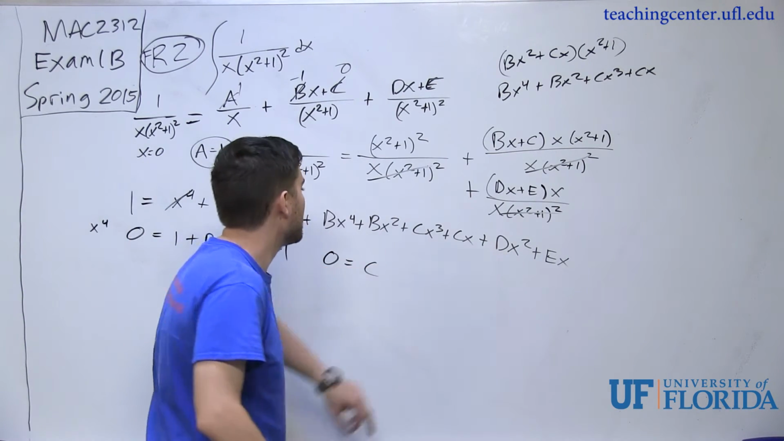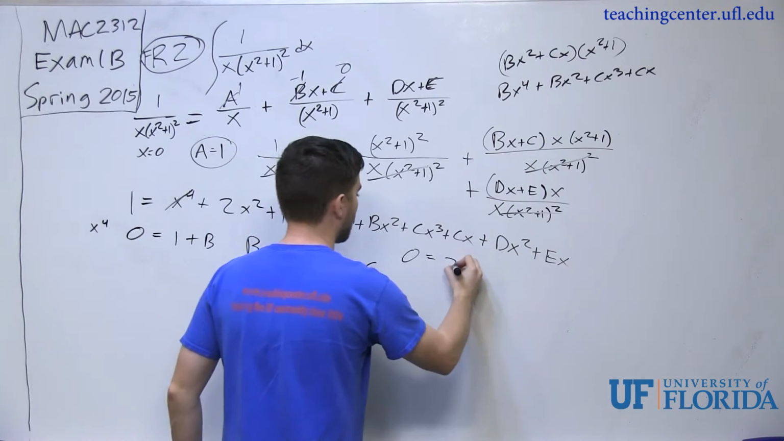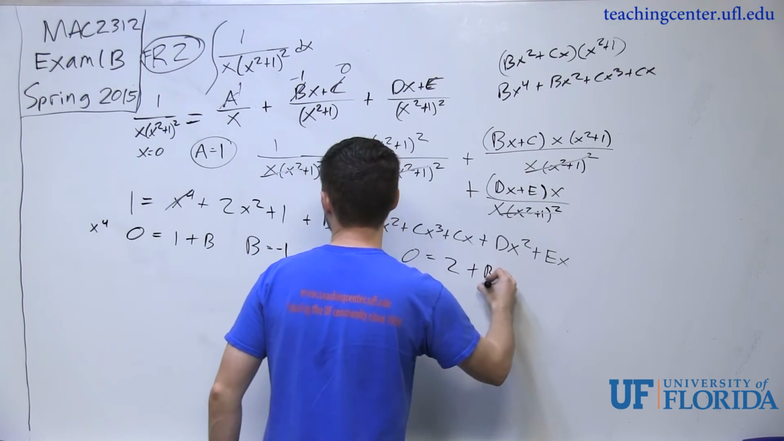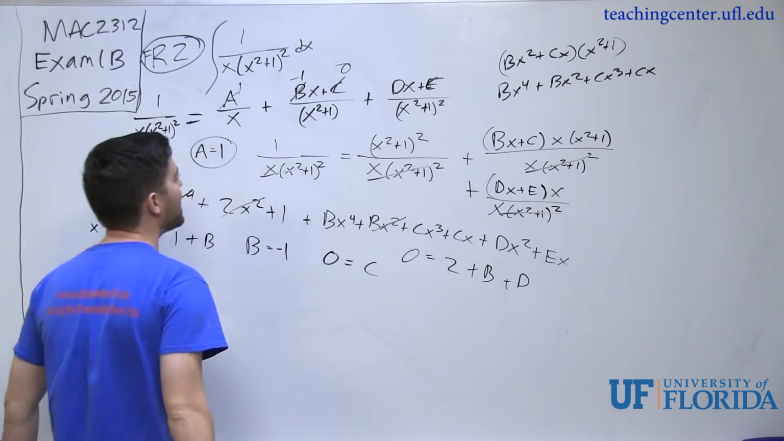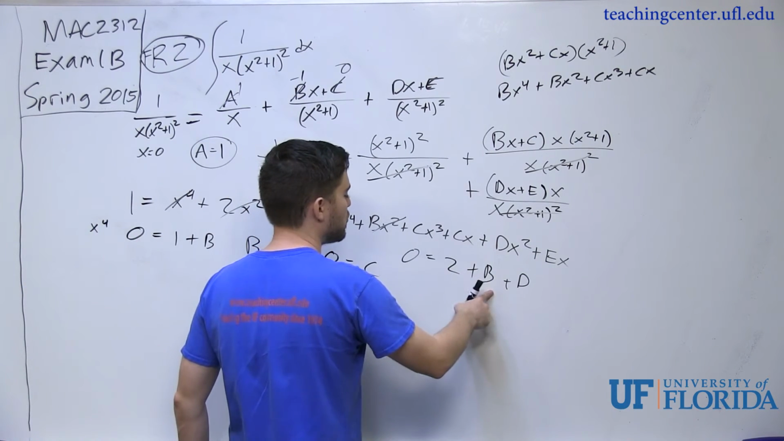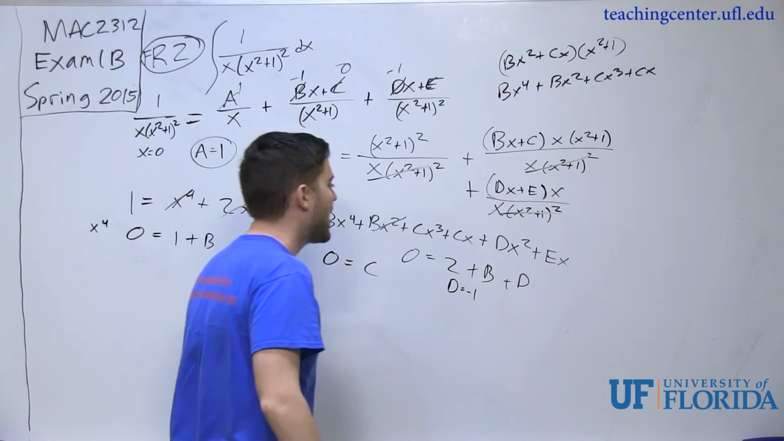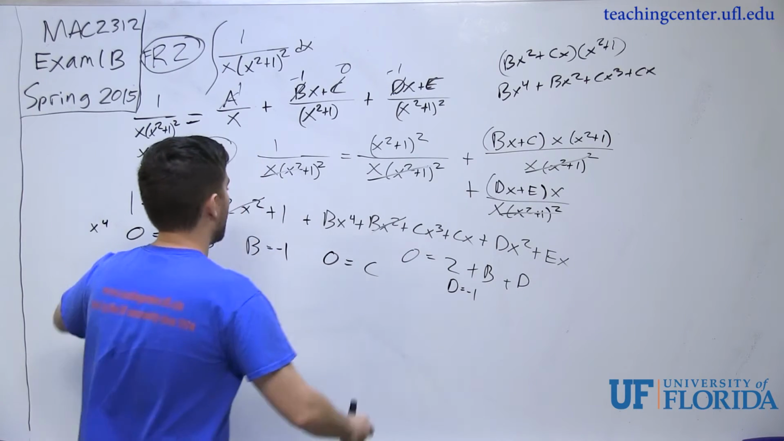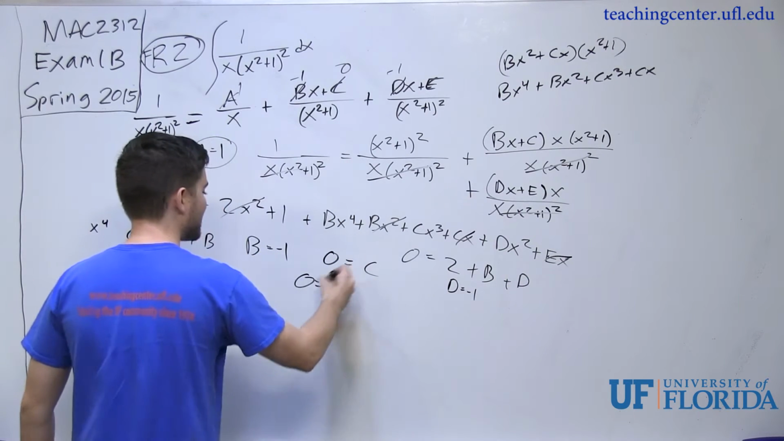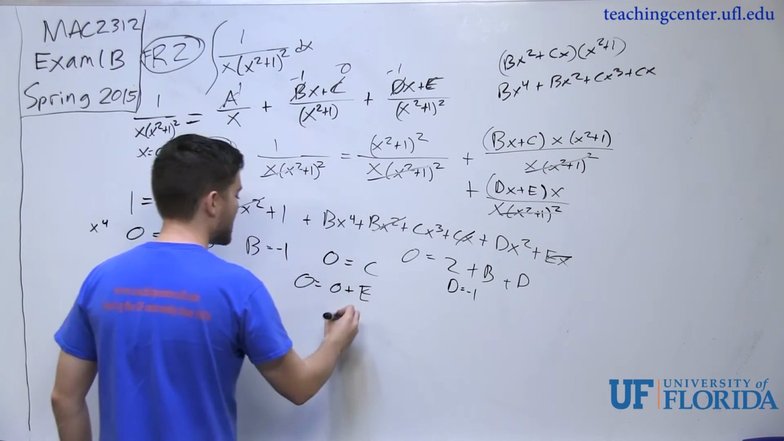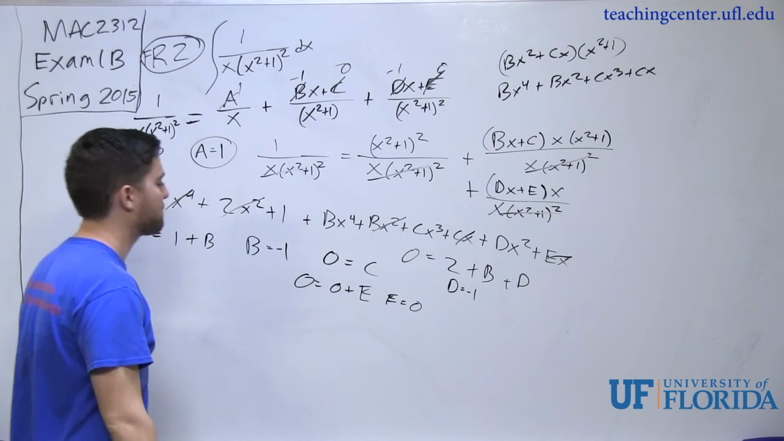Same thing with d, so I have 0 is equal to, I have a 2 here, I have a plus b, so that cancels out, that cancels out, and I have a plus d. I know what b is, -1, so that tells me that 2 minus 1 is equal to 1, d is equal to -1. And e, I have a c, so I have 0 is equal to c plus e, it looks like. C is 0 plus e, so e is also equal to 0 as well. So this term drops out.